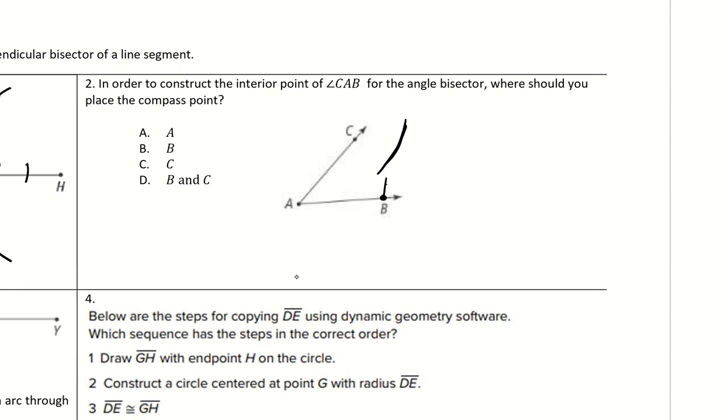And then let's say that this is the pencil end now, right here. And then you're going to draw an arc there, right, with the compass. Once you do that, then you'll have the arcs that should cross. And then you're going to connect those. And this will be your angle bisector that's going to cut this angle in half. Okay, so like I said, in order to construct this interior point, you would have to put the compass on B and C. So the answer is D.